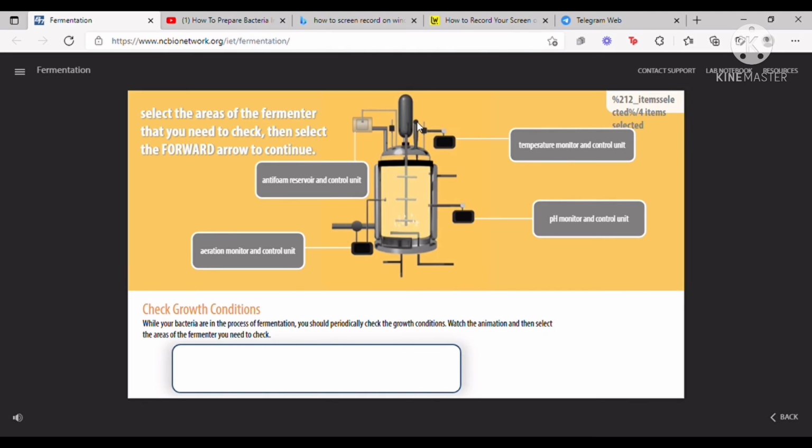On this part, I'll just have to select the areas of the fermenters that I need to check, and then I will learn more about it. They let us know which places we should always check to make sure that it's in a good condition.